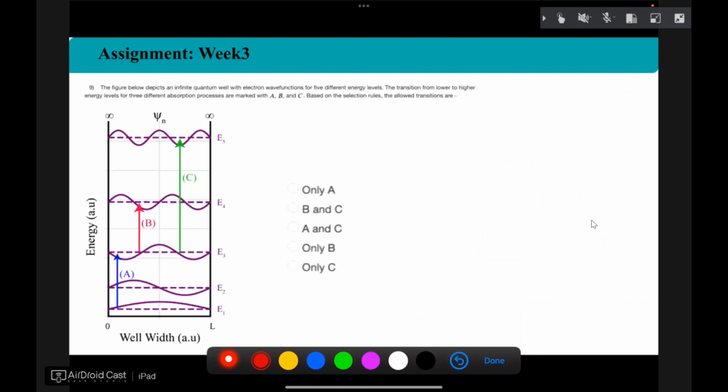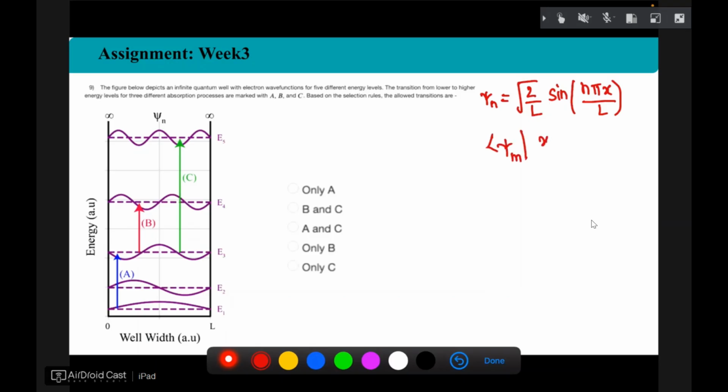Next is the figure below. This depicts an infinite quantum well with electron wave function for 5 different energy levels. The transitions from lower to higher energy levels for 3 different absorption processes are marked with A, B, and C. So based on the selection rules, the allowed transitions are. So here we are given the wave function psi for the 1D box, root 2 by L. How should we choose psi m and psi n? The transition will be allowed if this integral will be non-zero.